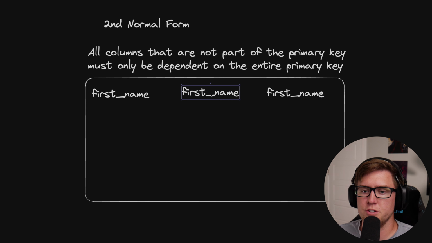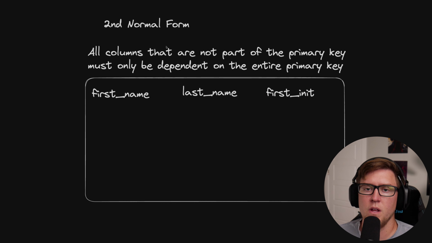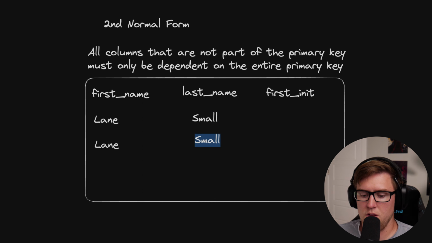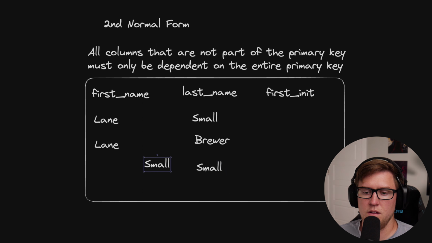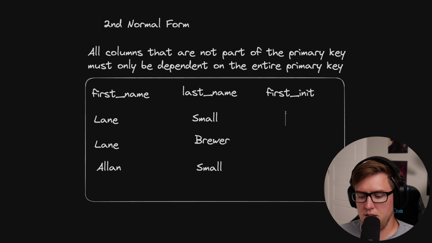We're going to do last name and first initial. So first name, last name, and first initial. And then let's populate the database with some names. So say we've got two Lanes. We've got a Lane Small, we've got a Lane Brewer, and then let's say that we've got an Allen Small. And then the first initial for all of these would be L, L, and A.